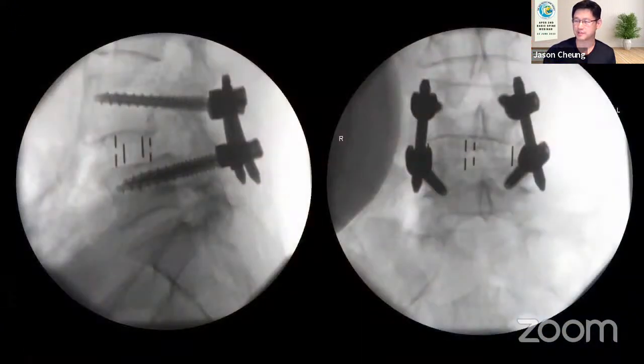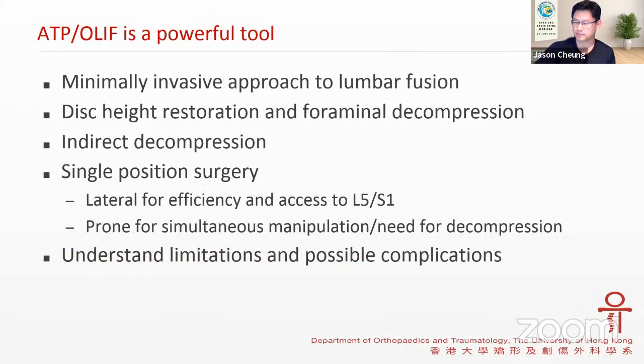The second video. So the OLIF or oblique lumbar interbody fusion procedure is a very powerful tool, a minimally invasive technique for lumbar fusion, a very strong disc height restoration tool with lordosis correction and options of indirect decompression surgery.